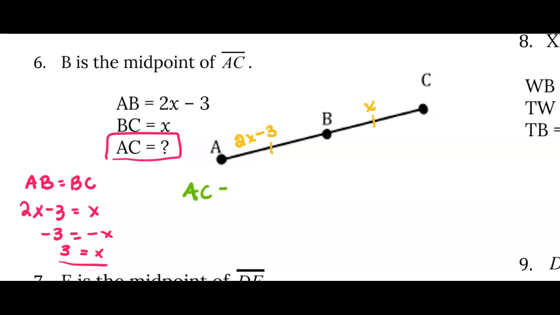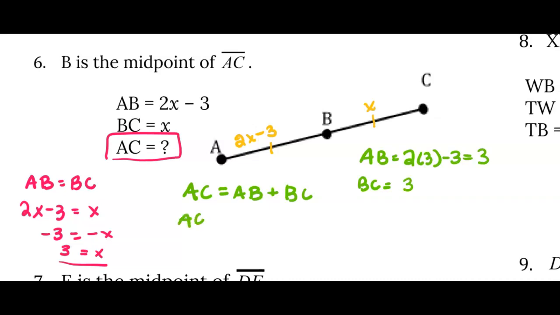Remember that AC is going to be equal to the length of AB plus the length of BC. So finding AB, we would do 2 times 3 minus 3. I did that wrong, sorry. 2 times 3 is 6, minus 3 is 3, and BC is 3. So AC has to be equal to 3 plus 3, which is 6.